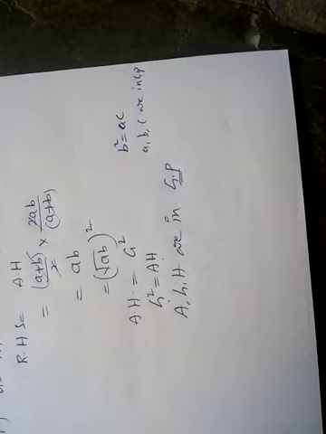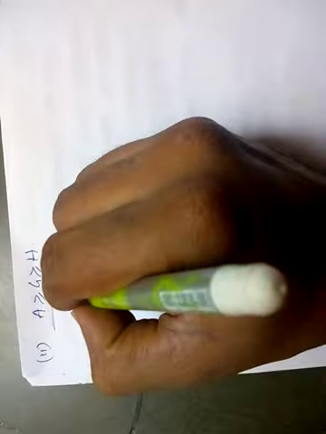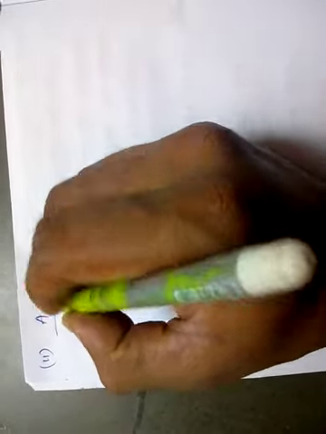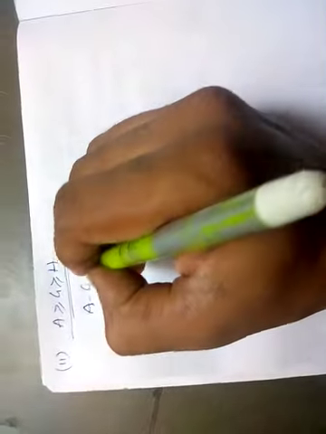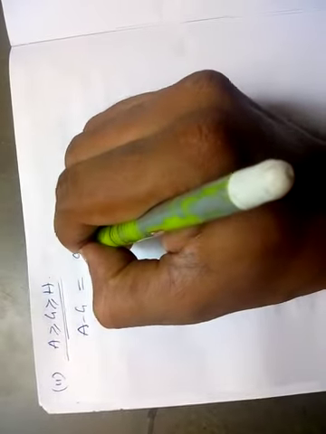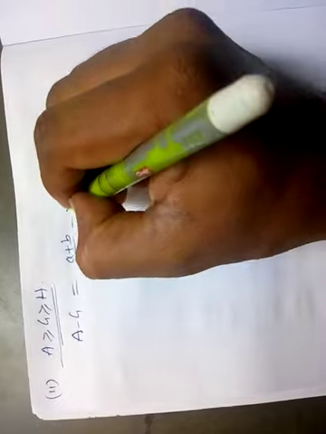Next, the second one: A greater than or equal to G greater than or equal to H. So consider A minus G. Take the first one as two parts, A minus G and G minus H. So A minus G is equal to, what is A? Arithmetic mean, (A plus B) by 2, minus G, square root of AB.